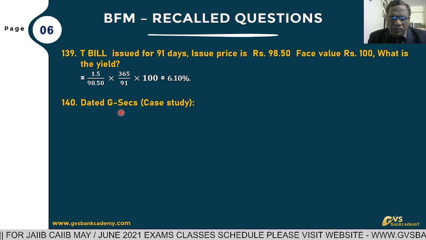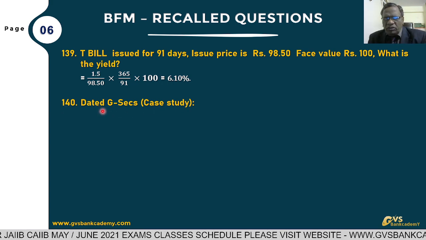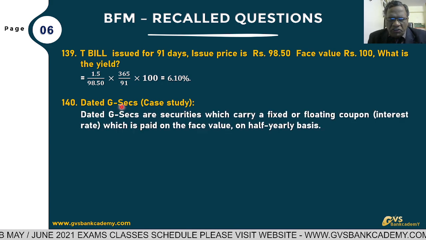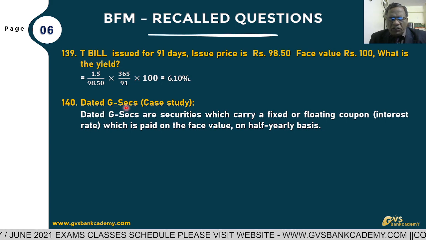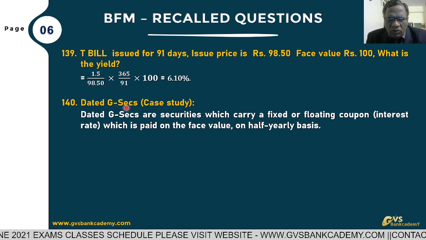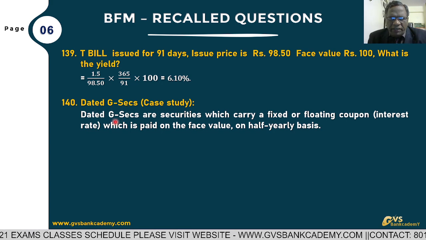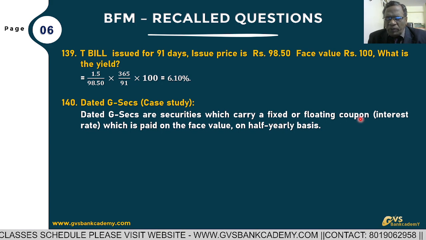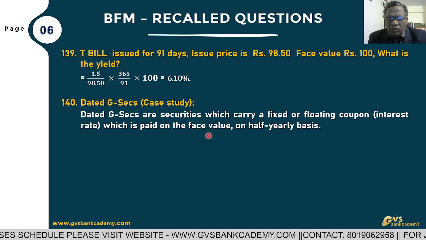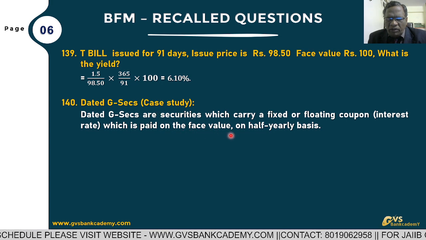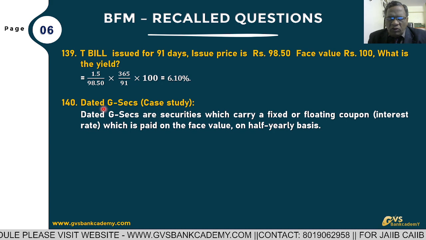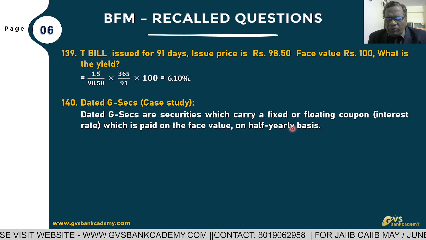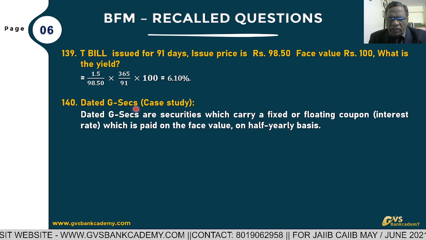Now 140, this is a case study. One or two times in the BFM they have asked this question. G-securities means securities issued by the Government of India. Dated securities can be issued by the Government of India for up to 40 years. Dated governments are securities which carry a fixed rate of interest or a floating coupon, meaning a rate of interest paid on the face value of the bond on a half yearly basis. Whatever Government of India bonds there are, the coupon payment is on a half yearly basis. You have to understand one example.